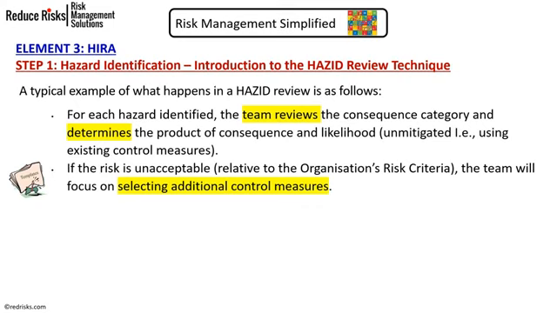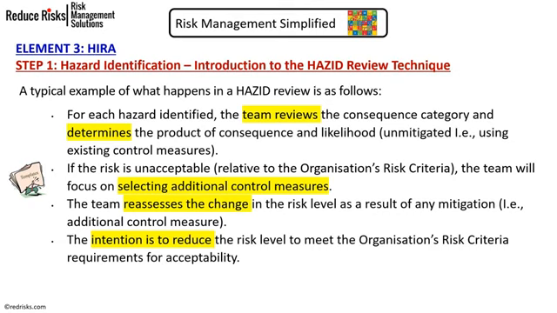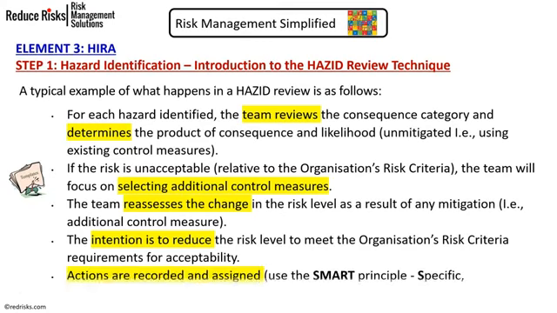If the risk is unacceptable, the team will then focus on selecting additional control measures. The team then reassesses the change in the risk level as a result of any mitigation, in other words, the additional control measures that have been put on. The intention is to reduce the risk level to meet the organization's risk criteria requirements for acceptability. And actions are recorded and assigned using the SMART principle, in other words, they're specific, measurable, achievable, relevant, and timely.